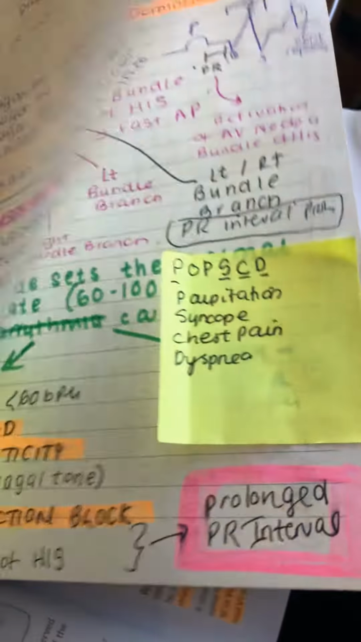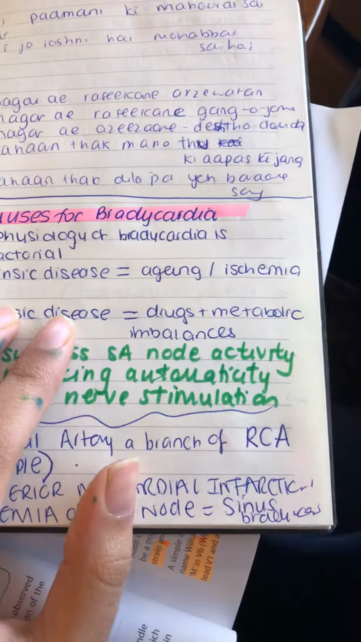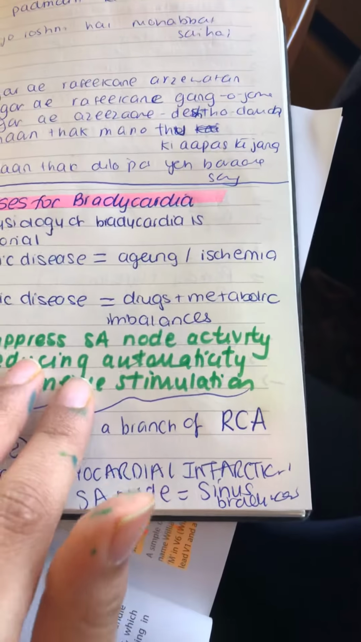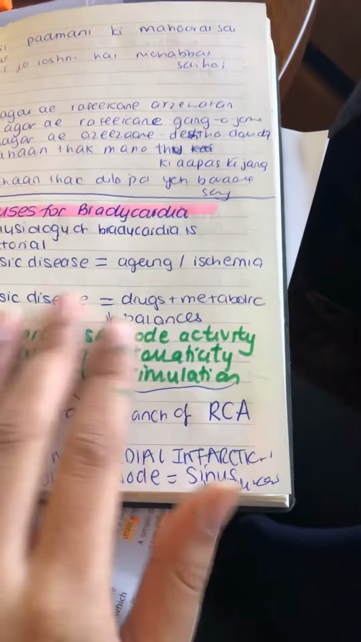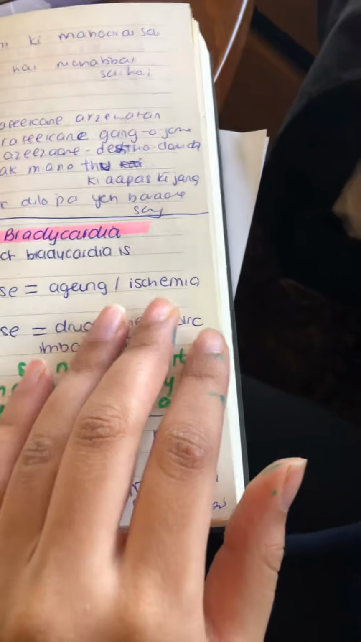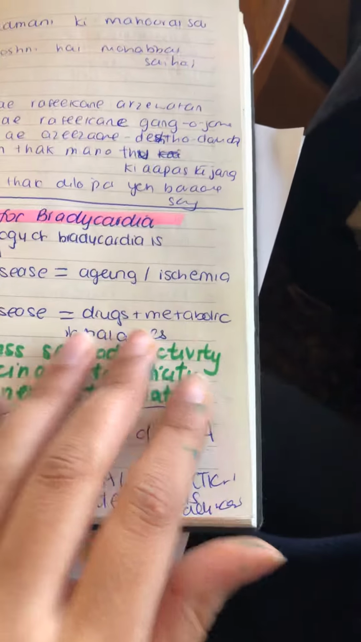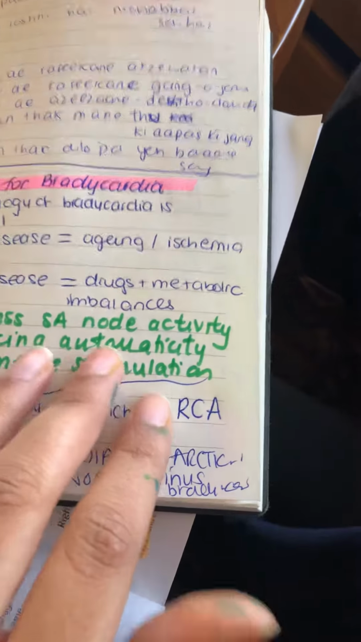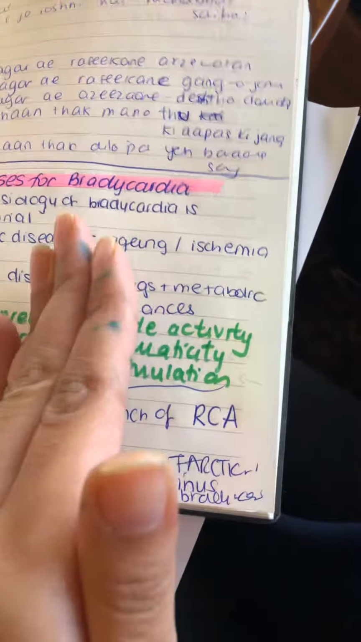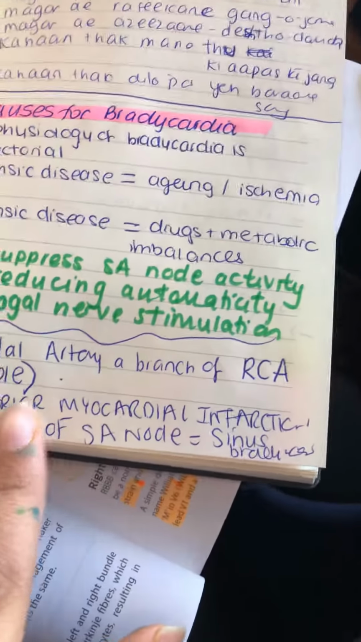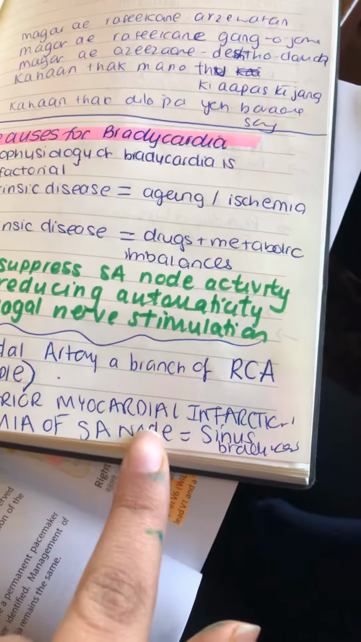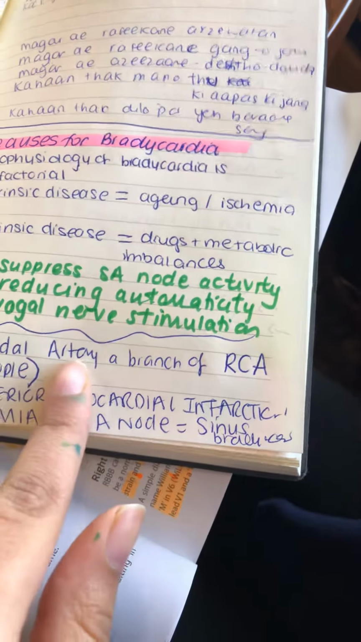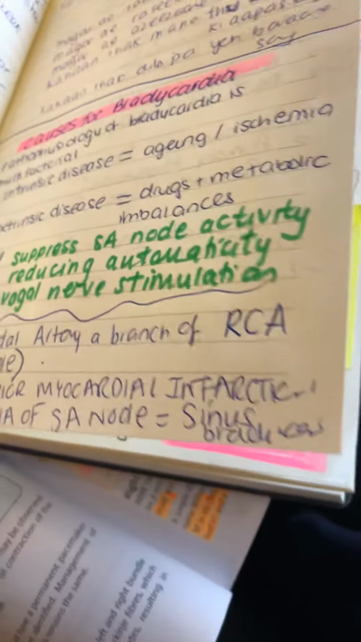What are the causes of arrhythmia or bradycardia? The pathophysiological cause can be intrinsic or extrinsic. Intrinsic is aging and ischemia. Ischemia would cause necrosis of tissue and fibrosis, which would mean that tissue would no longer conduct. Extrinsic is drugs and metabolic things, which suppress SA node activity by reducing automaticity and increasing vagal tone. Remember, just put water instead of the electricity. Also, ischemia of the SA node, because the SA nodal artery is a branch of the right coronary artery in most people, is going to cause sinus bradycardia.